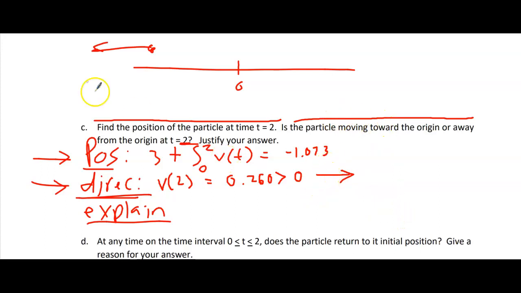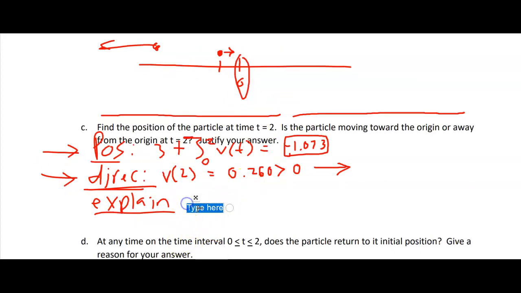So now let's plot this on our number line up here. My particle is located at this coordinate, so at negative 1.073. So that would probably be like right about here. And it's moving to the right. So you tell me, is that moving toward the origin or away? Well, it's moving towards it. And so there's your explanation. So you would say, since the particle is located at negative 1.073 and moving right, it is moving toward the origin.